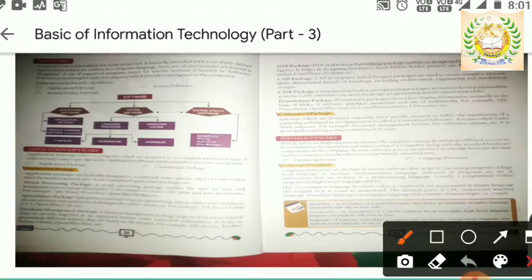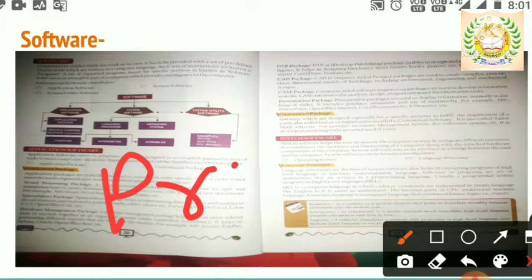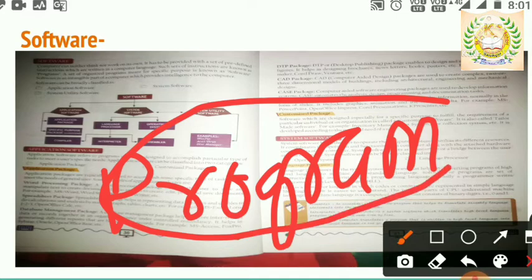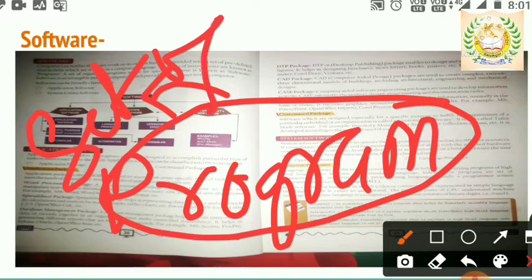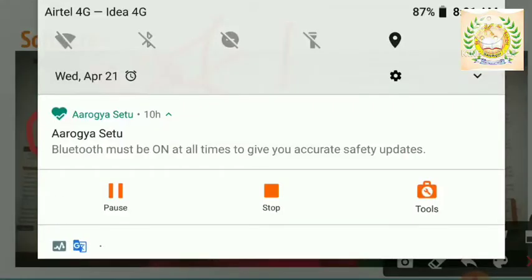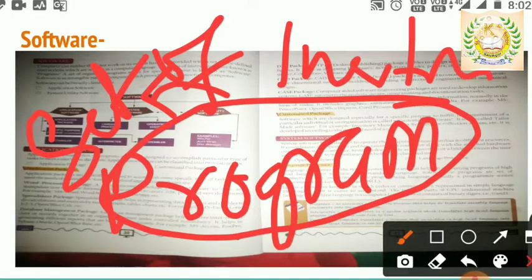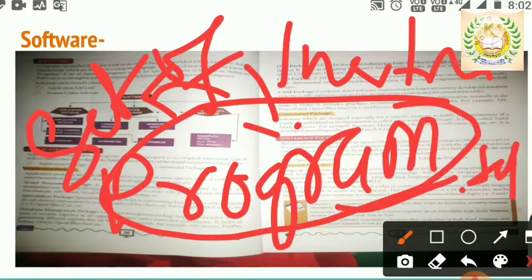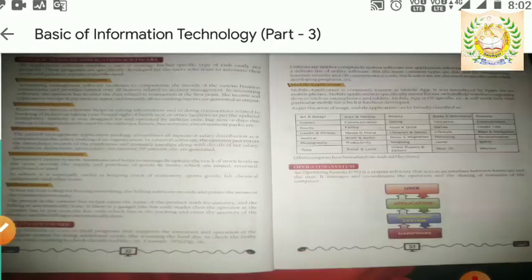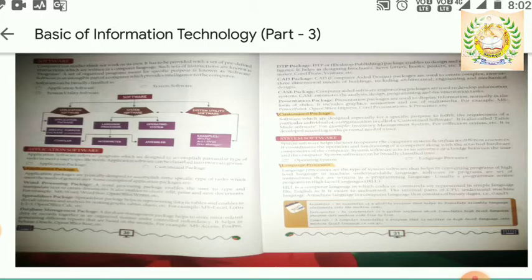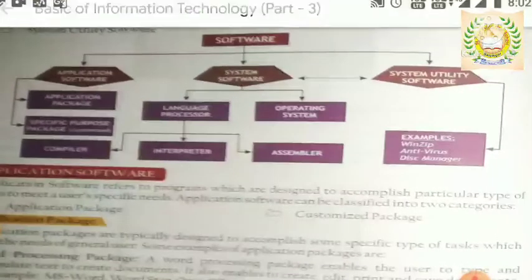So first of all, you should understand that the word is program. It comes from a set of instructions. A set of instructions builds a program, and programs make software. So you can say that the collection of programs is known as software.